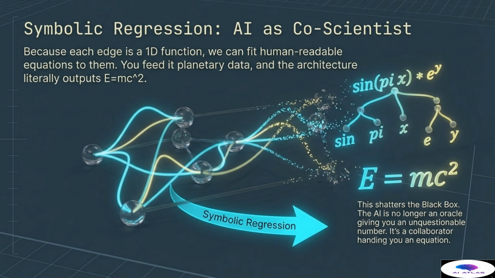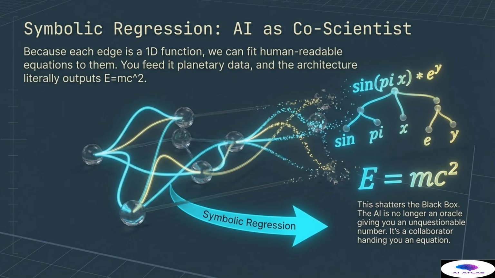Perhaps the most exciting feature is the use of symbolic regression, which positions the AI as a co-scientist. Because each edge in a KAN is a one-dimensional function, we can actually fit human-readable equations to them. If you feed the network planetary data, the architecture can literally output recognizable equations like E equals mc squared. This completely shatters the black box that has haunted AI for years. The AI is no longer just an oracle giving you an unquestionable number that you have to trust blindly. Instead, it becomes a collaborator that can hand you a concrete equation.